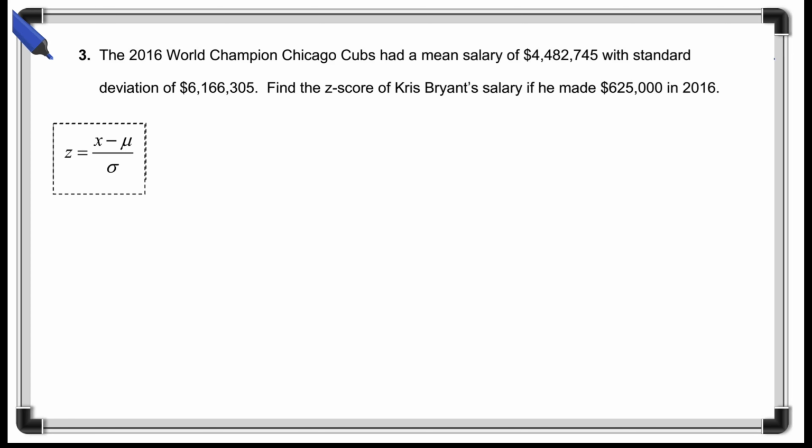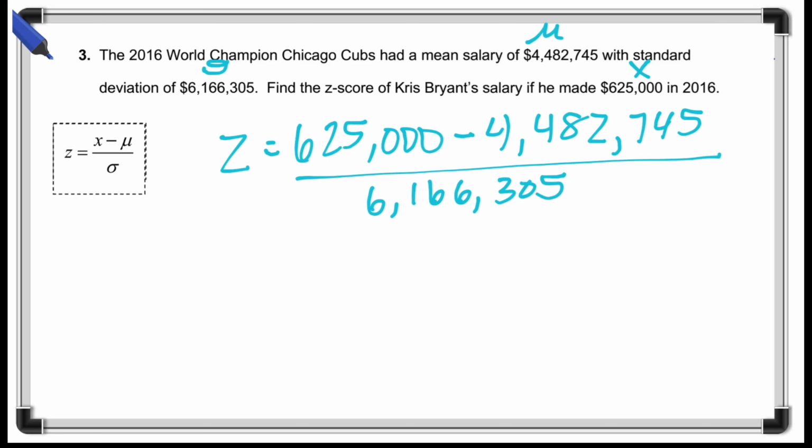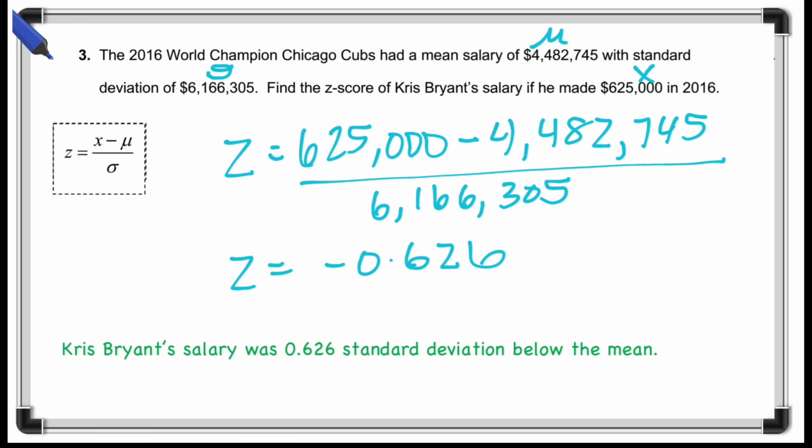In this question, we have a mean salary of 4 million and a standard deviation of 6 million. We want to find the z-score of Chris Bryant's salary if he made 625,000. So again, same formula with our z-score. And when we find our z-score, we have negative 0.262. Now the z-score is going to tell us about his salary. His salary was 0.626 standard deviations. And again, we're mentioning whether it's above or below; in this case, it would be below the mean.